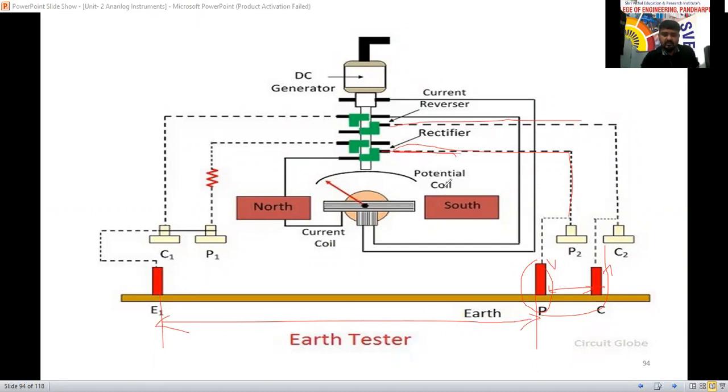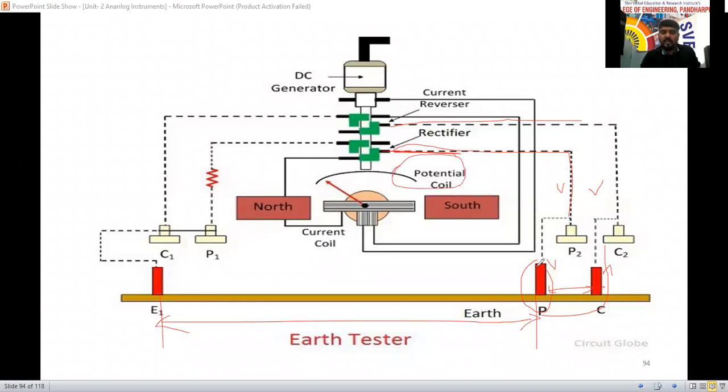It will convert AC to DC. Yes, sir. So this alternating current is converted into DC, and this potential coil is always connected to the shaft of the DC generator here now. So based on this difference or ratio, the voltage ratio and current ratio, the potential coil is going to operate here now.